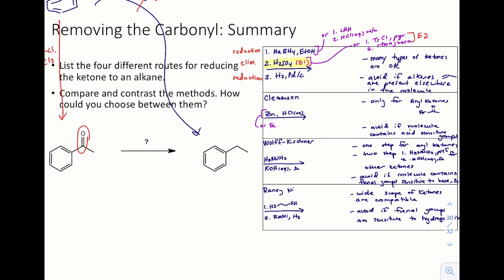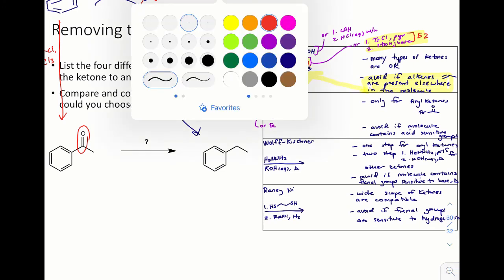If the alcohol is not consistent with E1, so if the carbocation that formed will rearrange, then E2 should be applied. And then if the molecule has an alkene in it or some other functional group that is sensitive to hydrogenation, then this method should be avoided.